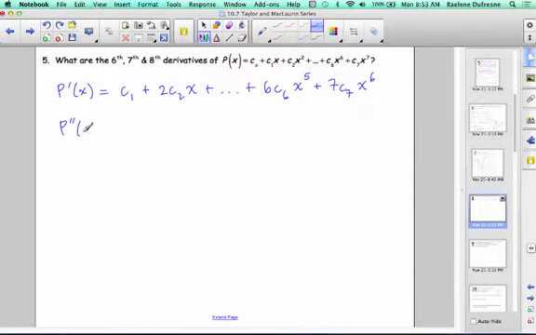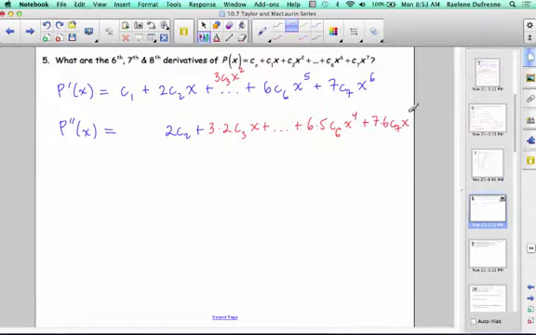The second derivative would work out to be 2c2 plus, well, this next term would have been 3c3 x squared, so now we're going to get 3 times 2c3 x plus dot dot dot plus 6 times 5c6 x to the 4 plus 7 times 6c7 x to the 5. So we're going to need to take a few more derivatives until we get down to the 6th, 7th, and 8th. So maybe with a bit of patterning we can see what they will be.